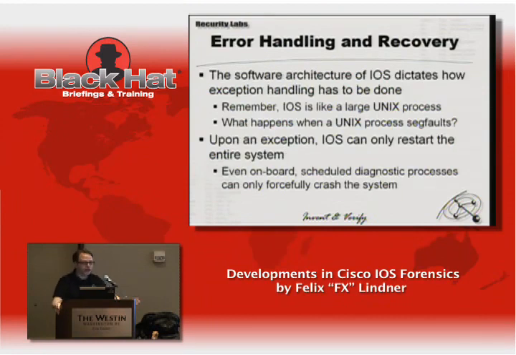So how does error handling and recovery work? The software architecture I outlined dictates how you have to handle exceptions. Remember, it's a Unix process. So what does a Unix process do when it segfaults? It dies. And in the best case, you have a cron job that's restarting it. The same actually happens on IOS. Upon an exception, if something goes wrong, IOS can only do one thing: restart the entire router.